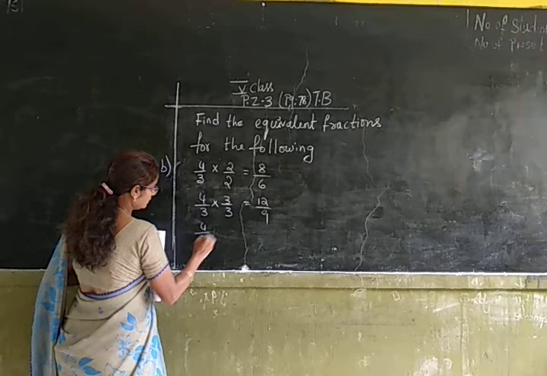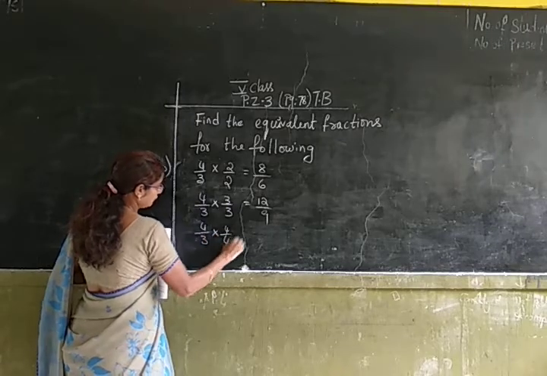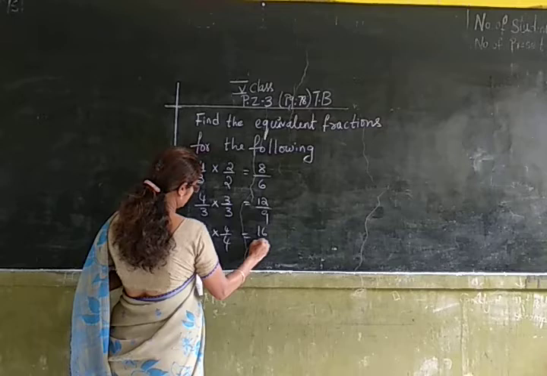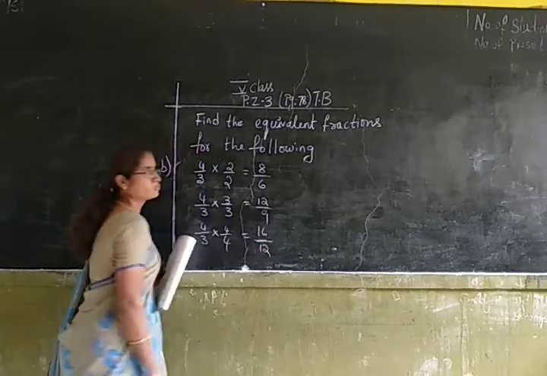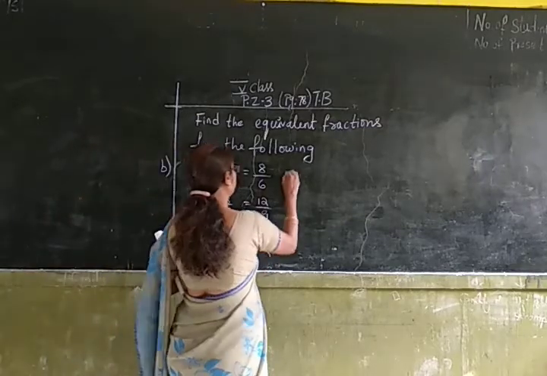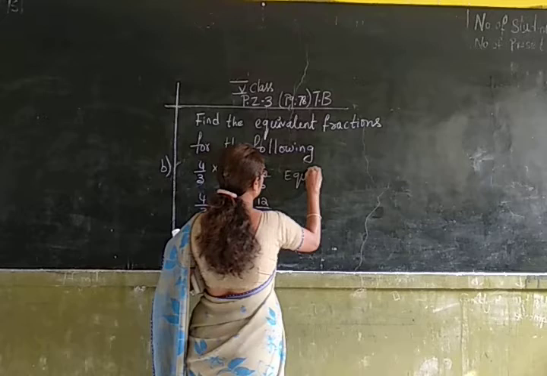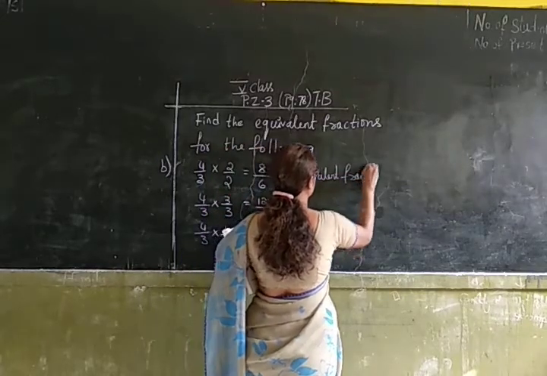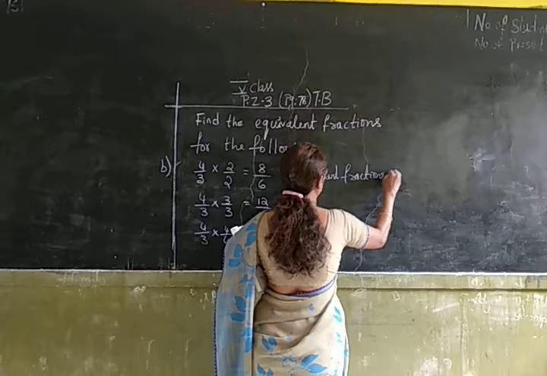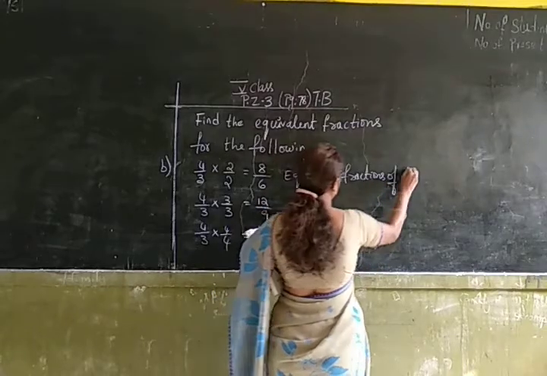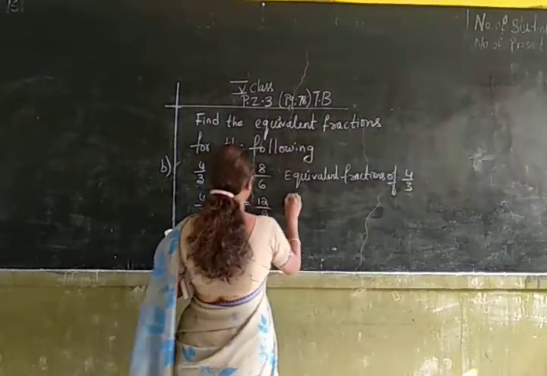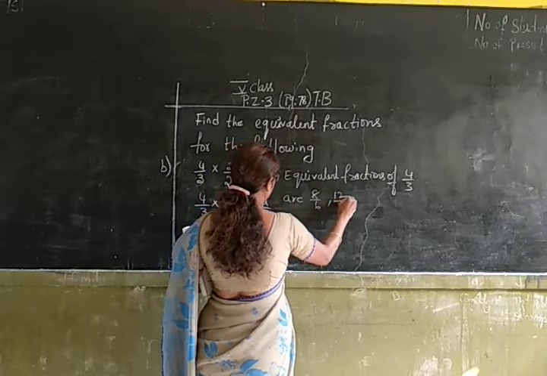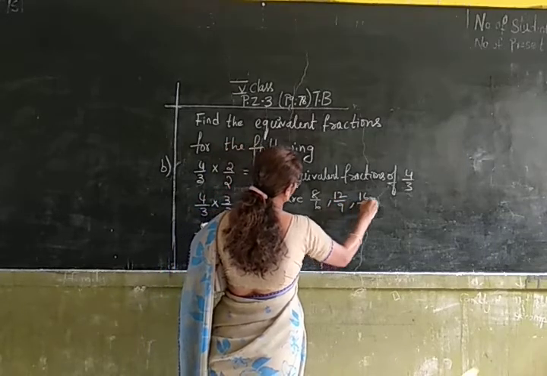4 by 3 into 4 by 4. 4 fours are 16, 3 fours are 12. So equivalent fractions of 4 by 3 are 8 by 6, 12 by 9 and 16 by 12.